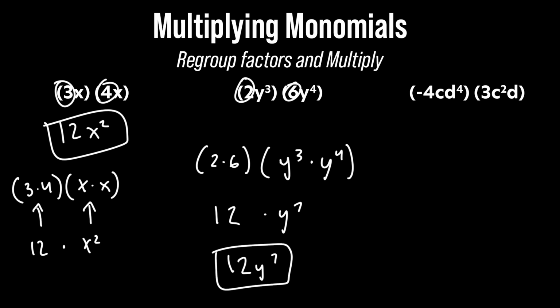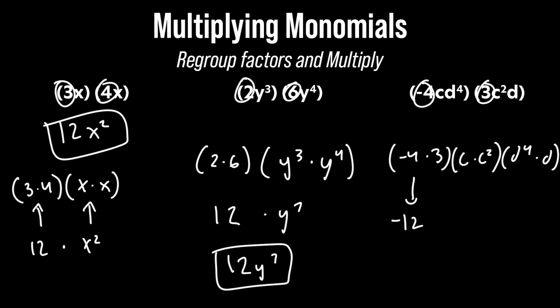Finally, let's try this last one here. Again, -4 and 3, the coefficients. Let's separate those out. And now we have two separate variables, c and d. We have c and c squared, and we have d to the fourth and d. So now we just have to multiply. This is going to be -12. This is going to be c times c squared, which is c to the third. And this is going to be d to the fourth times d, which is d to the fifth. So now we multiply across and we have -12c cubed d to the fifth. And that's our answer.